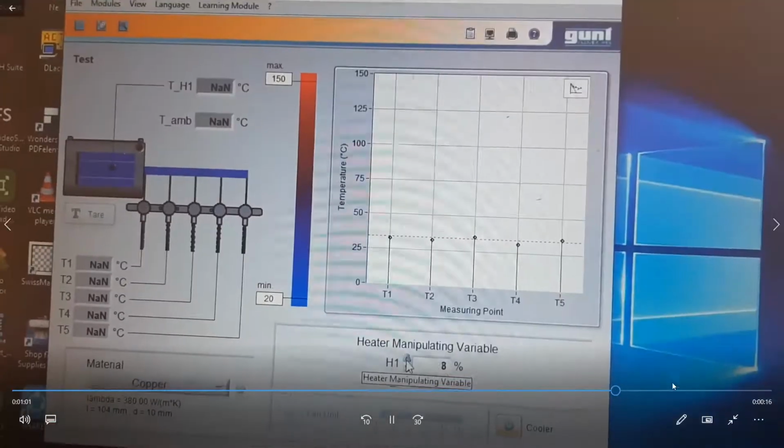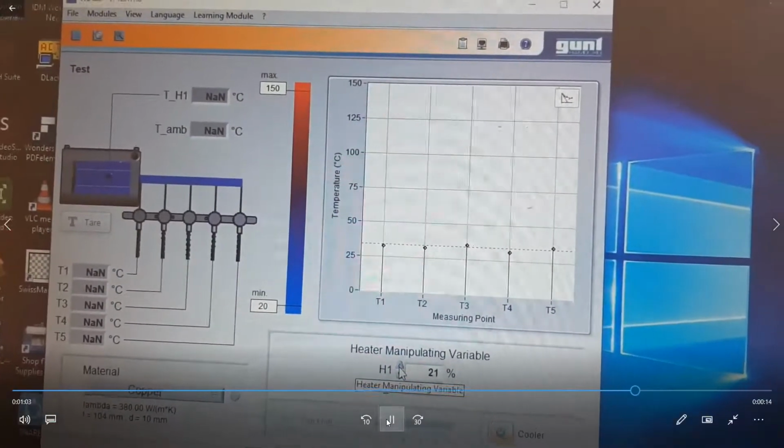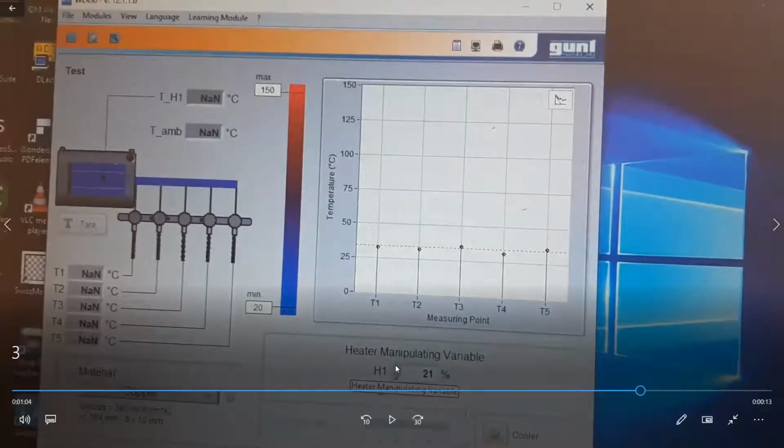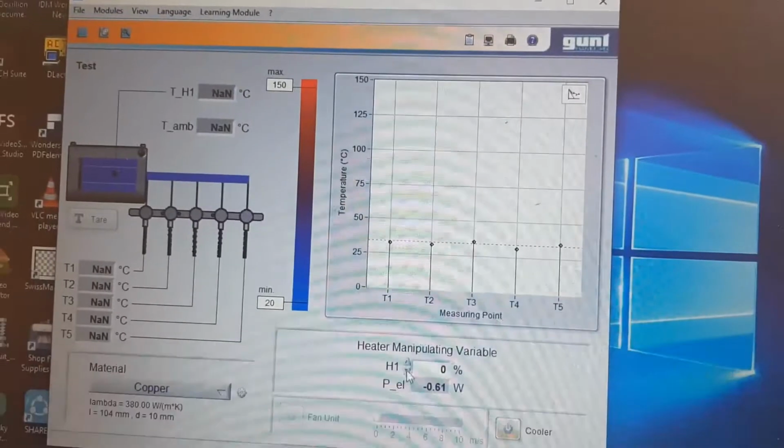Here you can apply the heat. When we click here, the heating rate will be increased. The heat manipulating variable means that when we give high, the heating speed is high. So if you want to heat up quickly, we have to give a high percentage of heat.